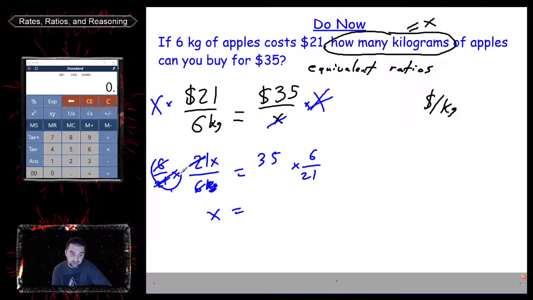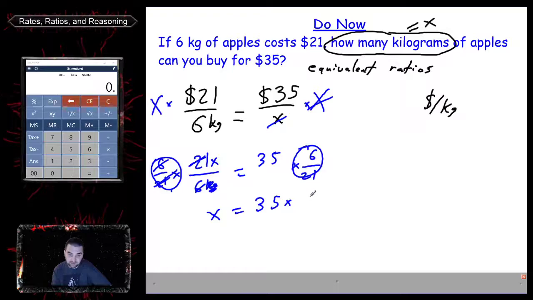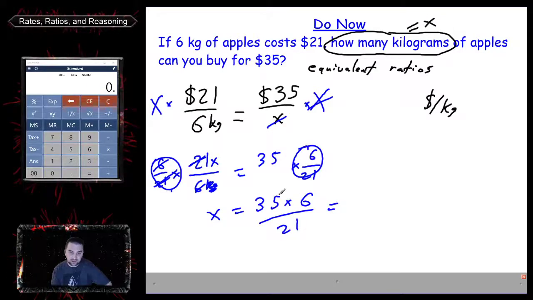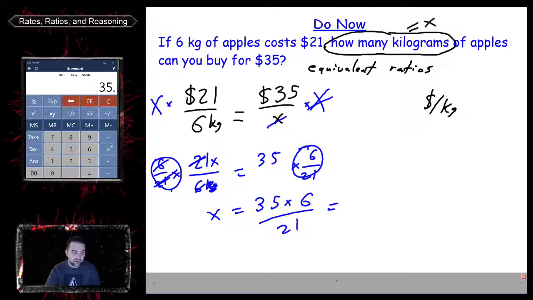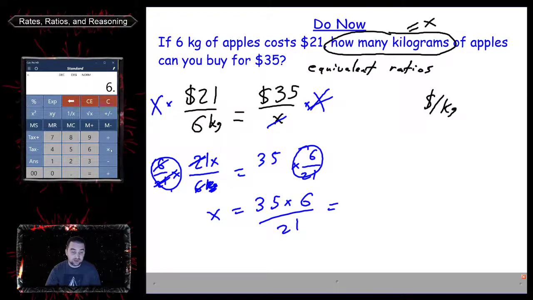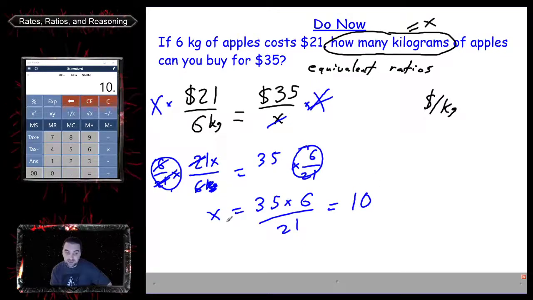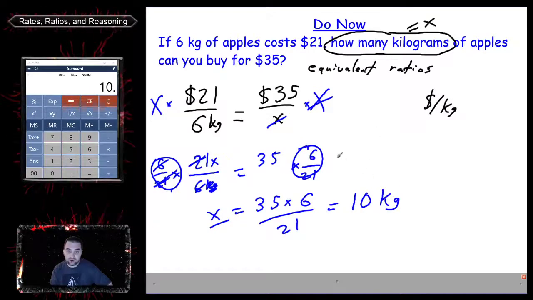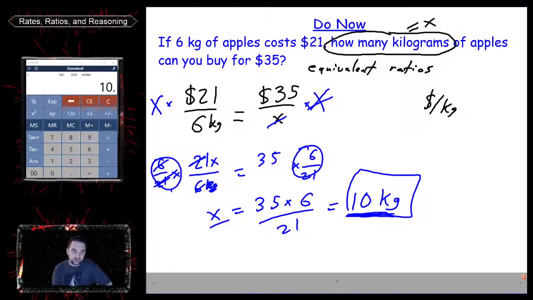Now I did this to both sides, so on this side I still have 35 times 6 divided by 21. And now all I have to do is work that out, and you're going to see me do that on the calculator over here. So I have 35 times 6 divided by 21, and that gets me 10. All right, and what does the 10 mean? Well, remember our x is how many kilograms, so it's 10 kilograms is what I could get for $35. All right. Hopefully you got that.